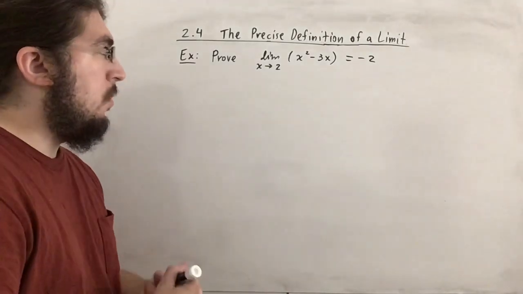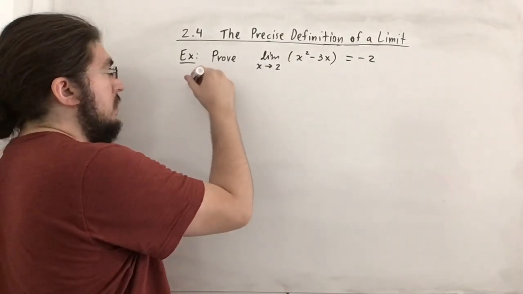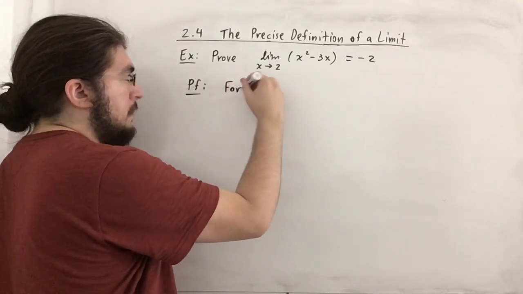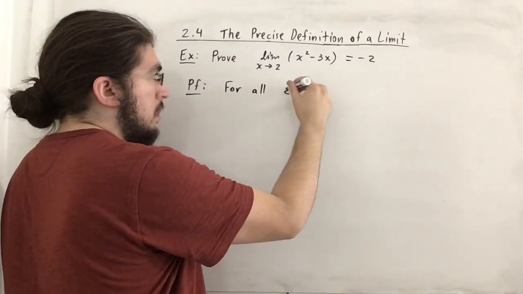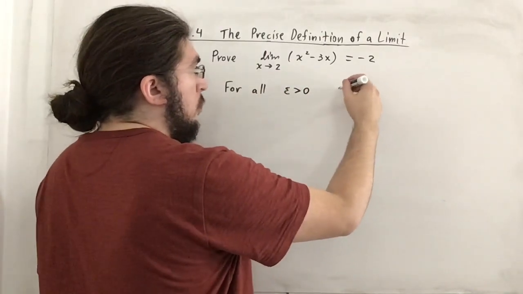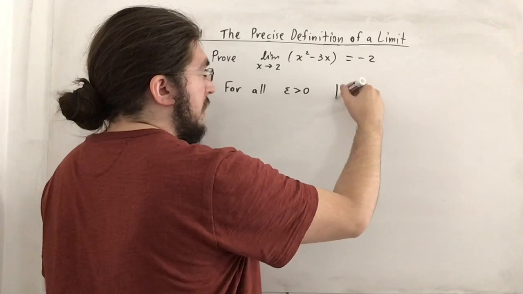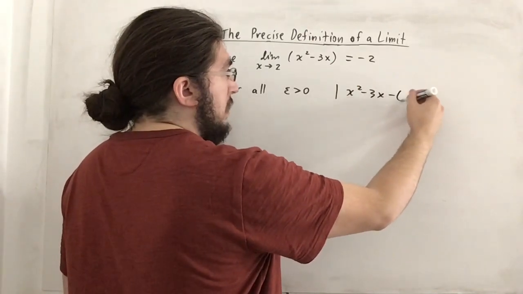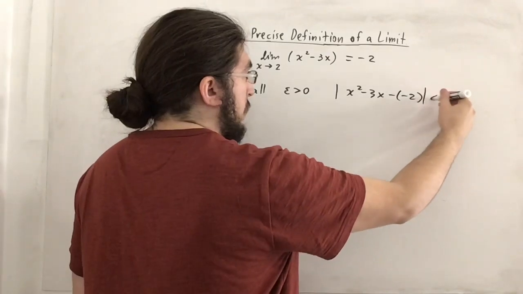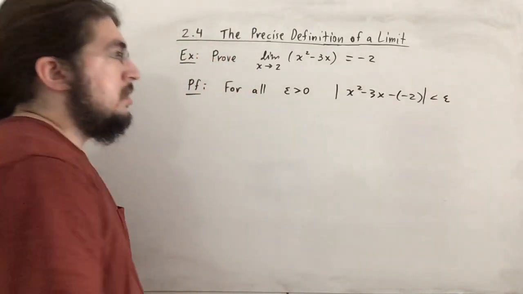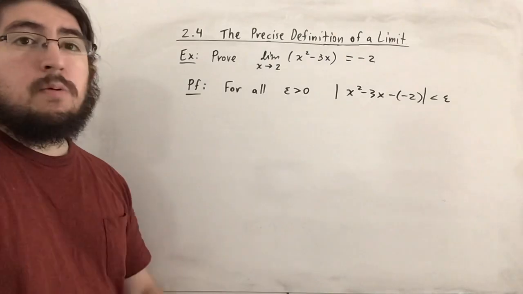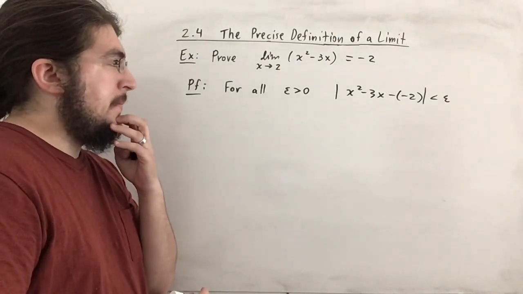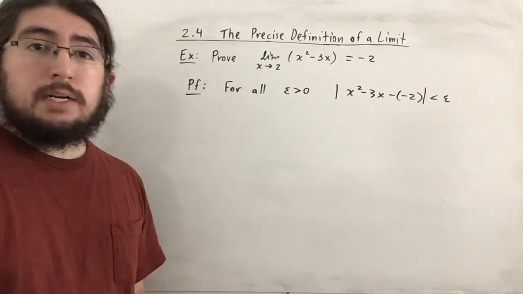Well, remember that we want to say for all epsilon bigger than 0, this is my proof, let me write PF for proof. So for all epsilon bigger than 0, we want f of x minus L, so this is our f of x minus our negative 2, to be less than epsilon. So we want that to be the case, and now we want to find delta. So how can we find delta? We have to work backwards, and then we're going to show that it's true at the very end.